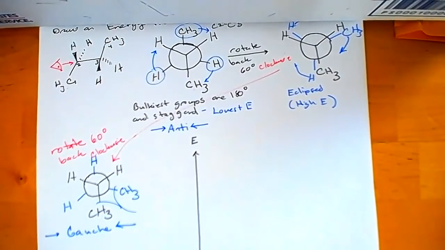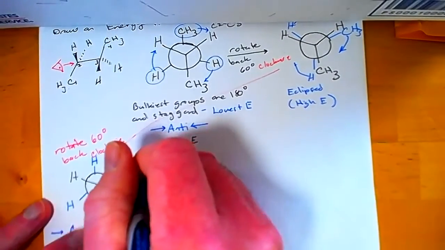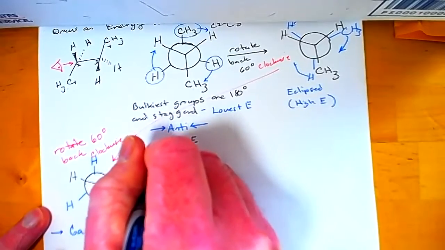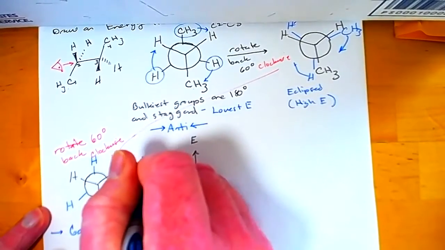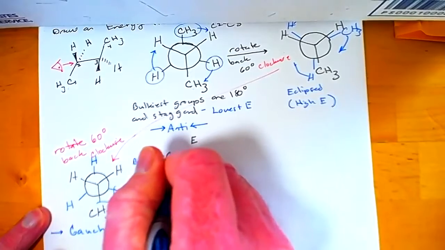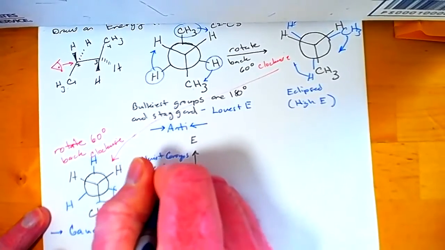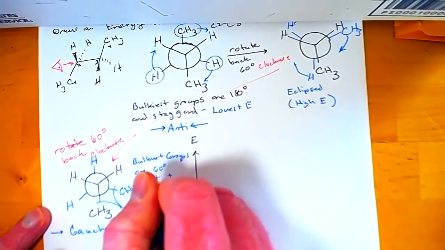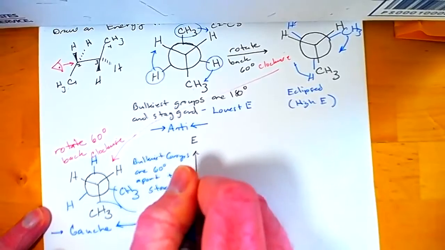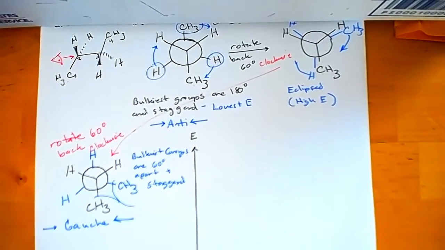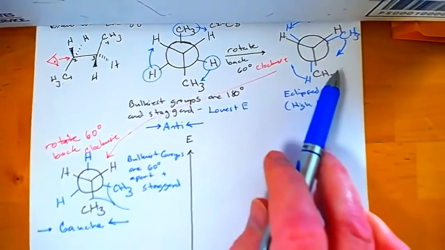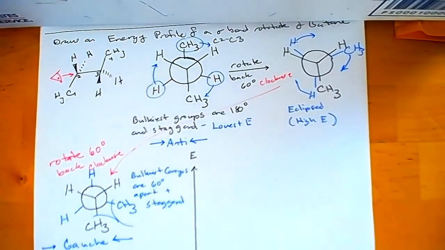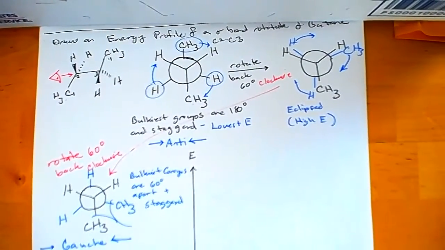G-A-U-C-H-E. And what that essentially means is that the bulkiest groups are 60 degrees apart, and this is staggered. Okay, so the gauche is going to be lower in energy than that eclipsed conformation, but it's not going to be as low in energy as the anti.